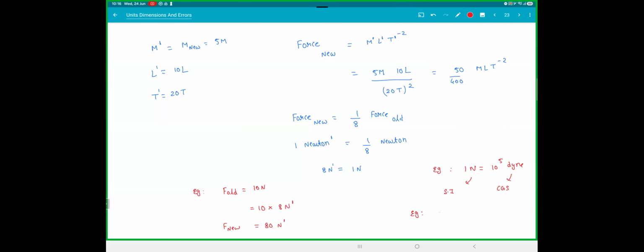Similarly, 1 joule is an energy unit. This is 10 power 7 ergs. Erg is a CGS unit. C means centimeter, G means gram, and S means second. So instead of using kg, meter, second, someone decided they'll use centimeter, gram, and second. Clear with this? So let's do a question on this.